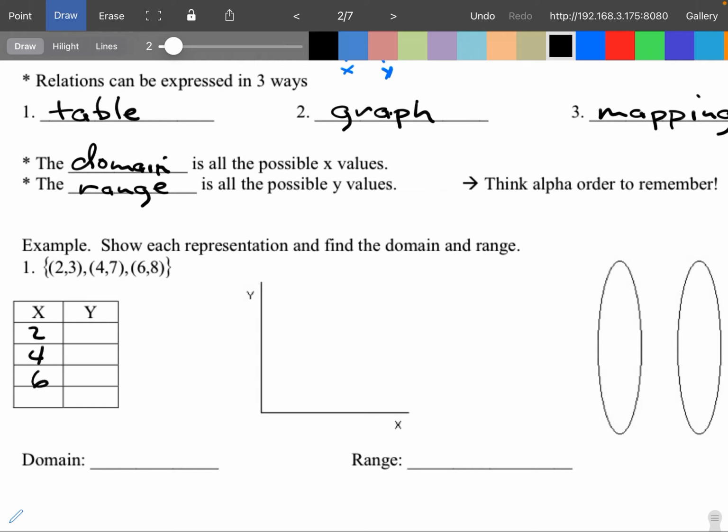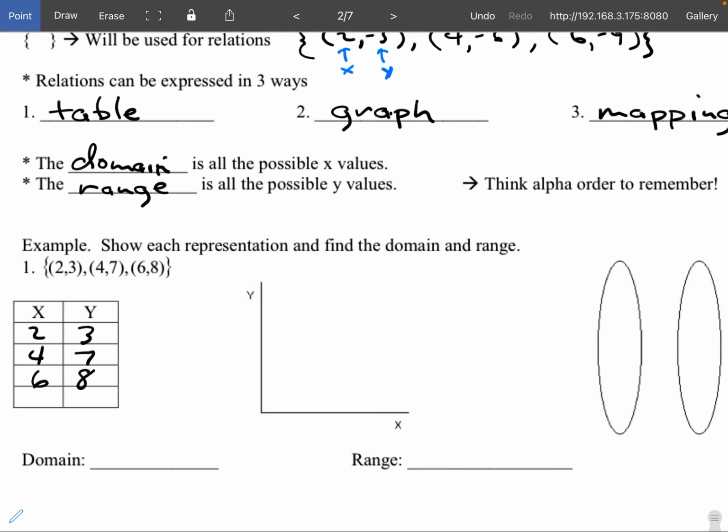Can somebody raise their hand and tell me the 3 x values? Sid? 2, 4, and 6. Yep. So you're going to put those in a table. So you put 2, 4, and 6. And then somebody tell me the 3 y values. Ethan? Put them in the same order so they match up. So 2 goes with what? 3, right? The 2 goes with the 3, and the 4 goes with the 7, and the 6 goes with the 8. So there you go. There's the same relation in table form.